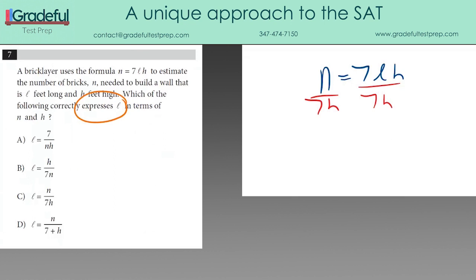So right now we have L by itself on the right-hand side because the h's canceled and the 7's canceled. On the left-hand side, we have n over 7h. So what's L equal to? It's equal to n over 7h. And that matches answer choice C for number 7.